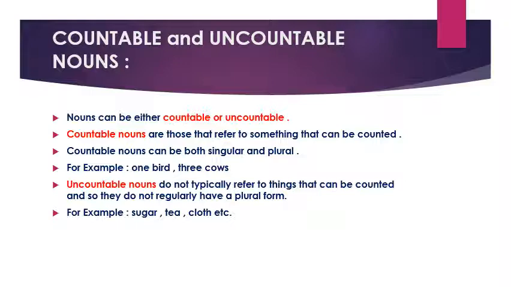Then comes the uncountable nouns. Uncountable nouns do not typically refer to things that can be counted, and so they do not regularly have a plural form. Uncountable nouns, they don't have a plural form. Keep in your mind. For example, sugar. We never say sugars. We say sugar. Tea. We cannot say teas because it always comes in singular form.